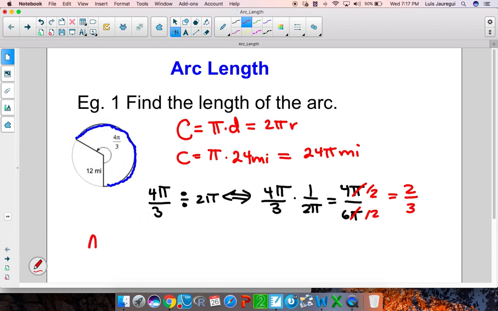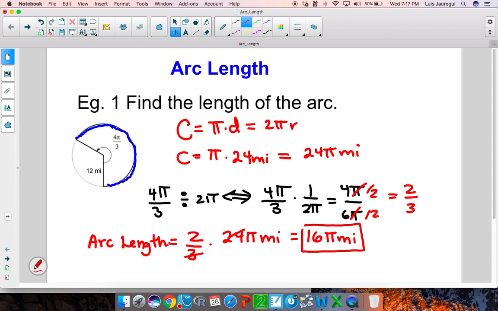Therefore, the arc length in this case, it's simply equal to 2/3 of the entire circumference. But my entire circumference was 24 pi miles. So I can just say, well, 24 divided by 3 happens to be 8. And 8 times 2 happens to be 16. So really your arc length in this case is 16 pi miles. Okay?